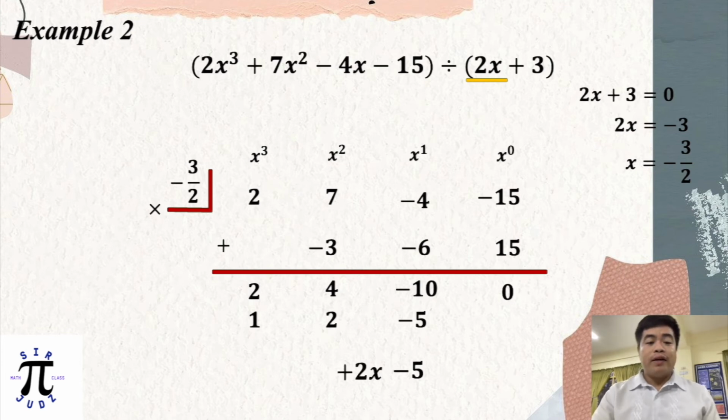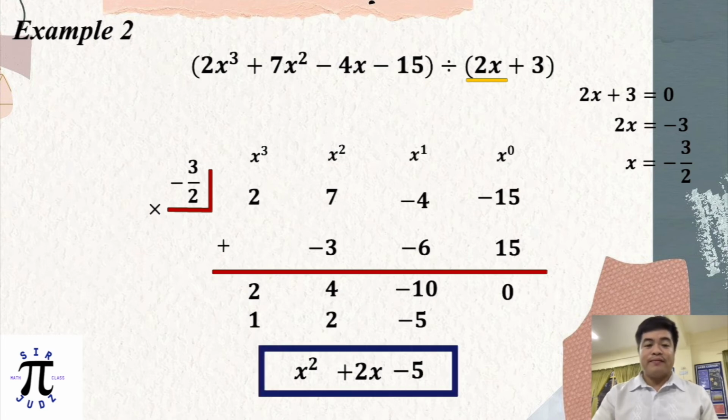And then, followed by 2x. And then, you have x squared. So, wala tayong remainder kasi 0 yung nasa rightmost result. Therefore, we can say that 2x cubed plus 7x squared minus 4x minus 15 divided by 2x plus 3 is equal to x squared plus 2x minus 5.